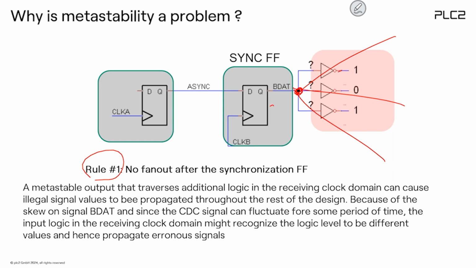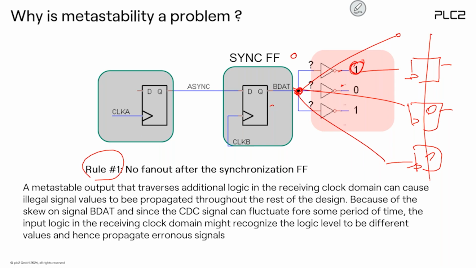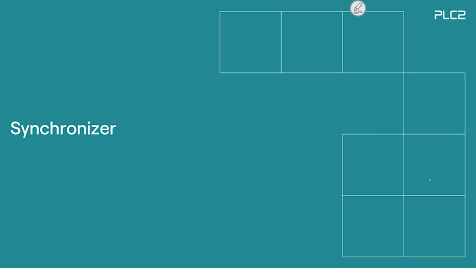This signal may be interpreted somewhere else as a 1, the same signal at the same time. Maybe you connect a flip-flop here, a flip-flop here and a flip-flop here. So then this flip-flop may take a 1, this flip-flop may take a 0, and this flip-flop again may take a 1. So that's a problem. The same signal will be interpreted completely differently, and this means your FPGA will not work.